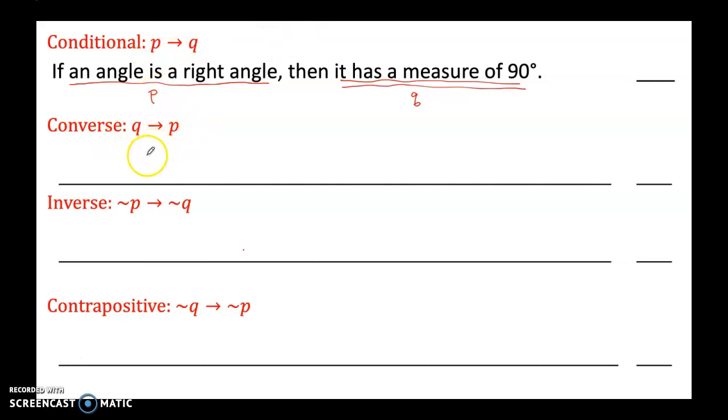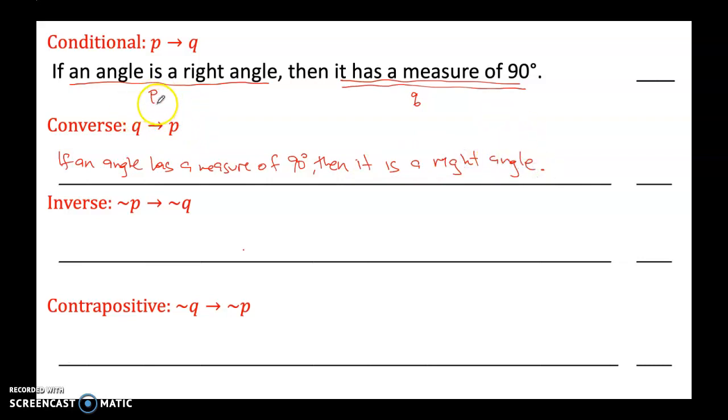Let's have the converse: Q then P. So if it has a measure of 90, where "it" pertains to an angle: if an angle has a measure of 90 degrees, then it is a right angle. So we switch the hypothesis and the conclusion to get the converse.